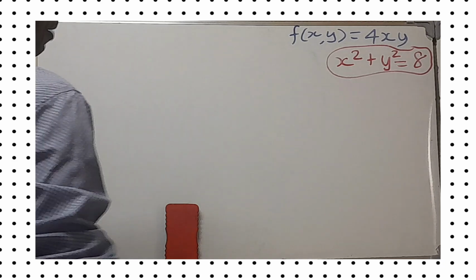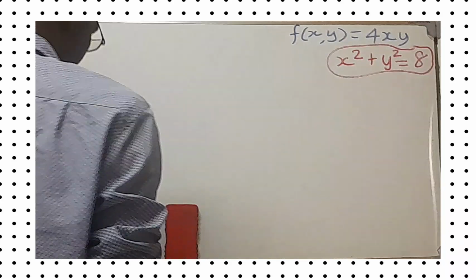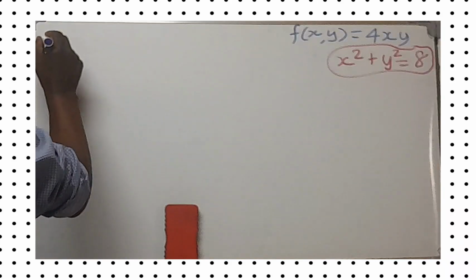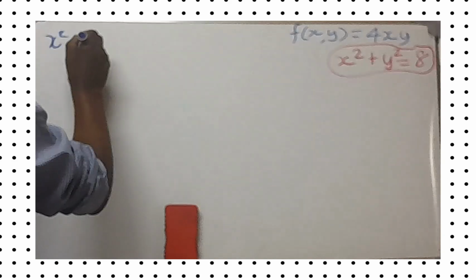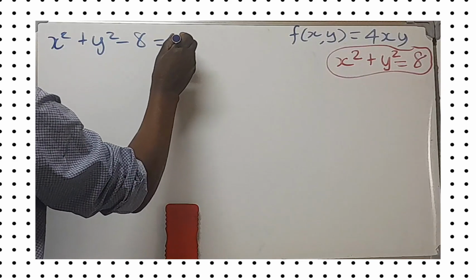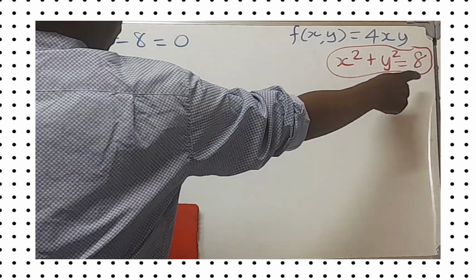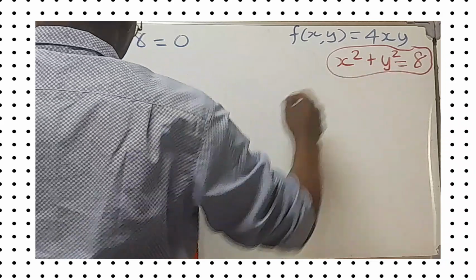Our first step is to rewrite the constraint in this form. So we have here x squared plus y squared minus 8 is equal to 0. All I have done is to collect everything to the left-hand side so that I remain with 0 here.